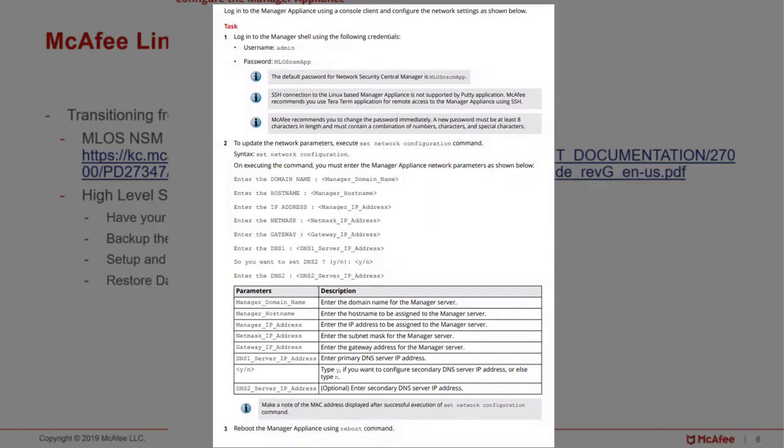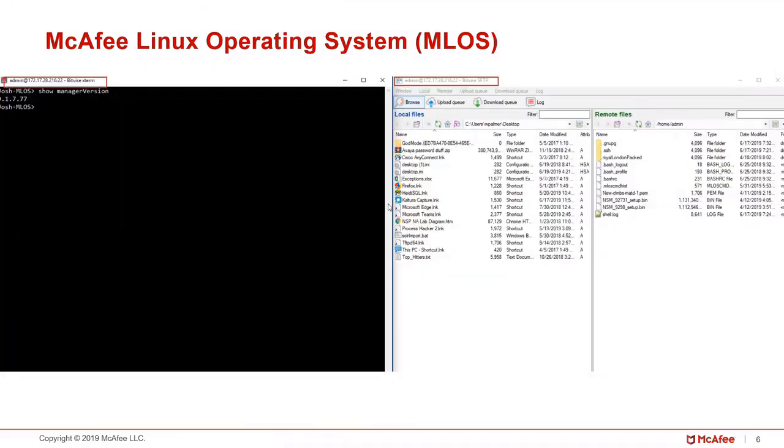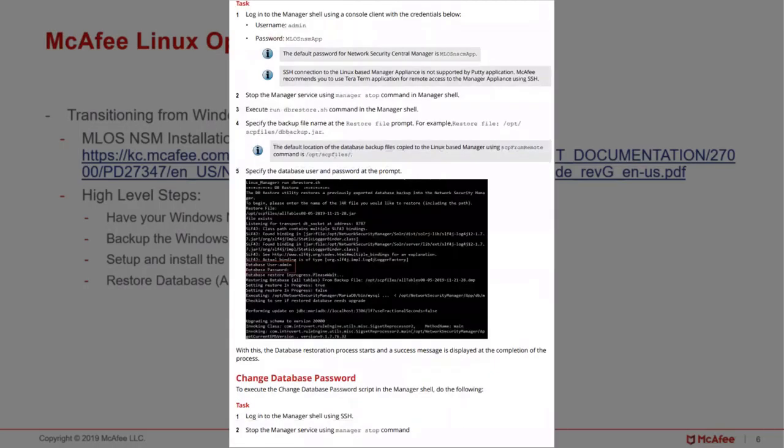After this is done, you can transfer your all tables backup file over to the MLOS appliance using an application such as Bitvise for use with SFTP. Once here, the file can be used to restore the NSM database on the MLOS appliance. Page 35 in this documentation details using the run dbrestore script that will restore your NSM.